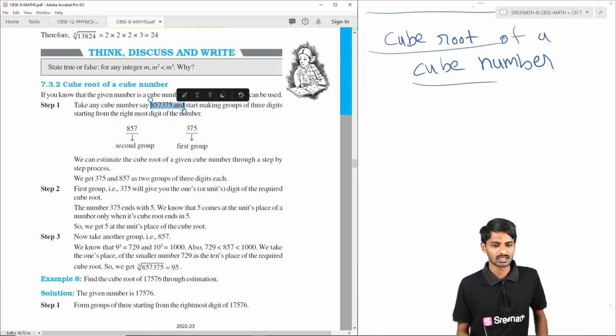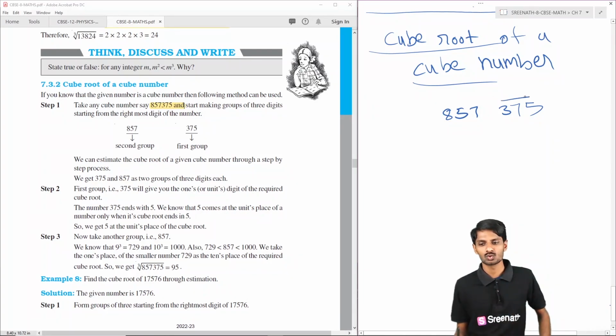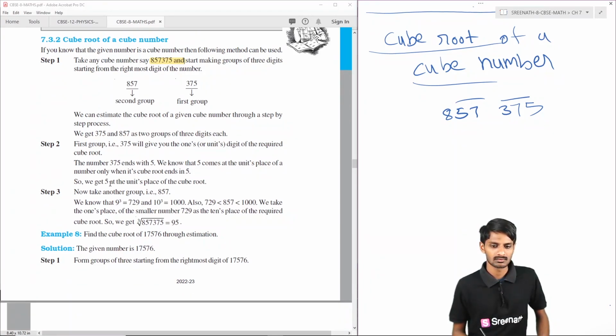So if the number is 857375, the first thing is we have to make groups of three digits. This is the first group and this is the second group, and we will estimate the cube root of the number. So we are making these three digits as separate groups. First we will take this group.